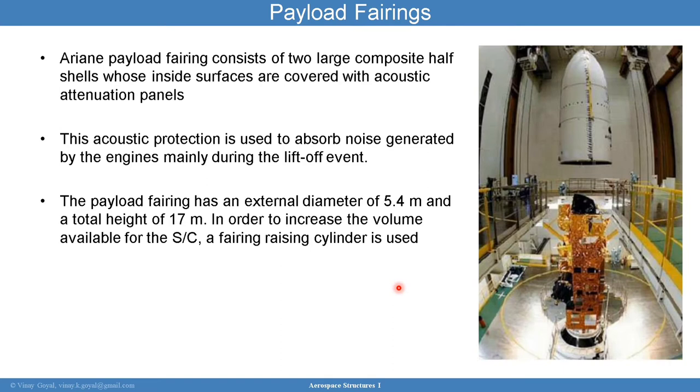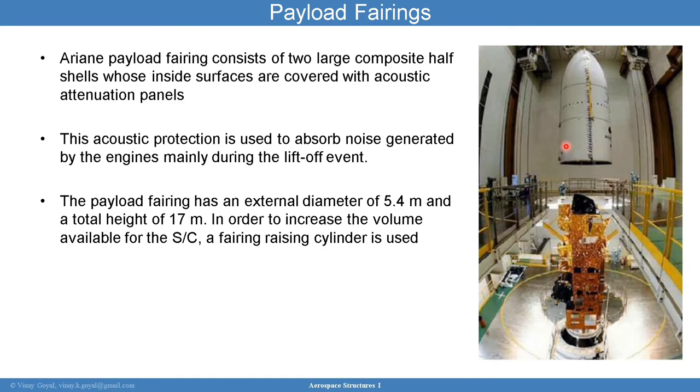Let's look at the Orion payload fairing, which also consists of two halves, and whose inside surfaces are covered with acoustic attenuation panels. And these attenuation panels are there to protect the spacecraft from acoustic damage. The acoustic protection is used to absorb the noise generated by the engines during the liftoff events.